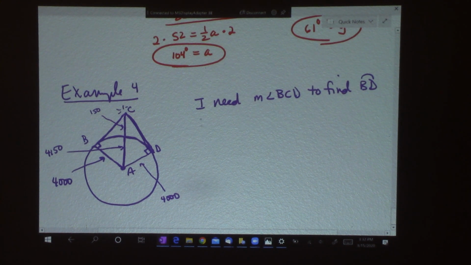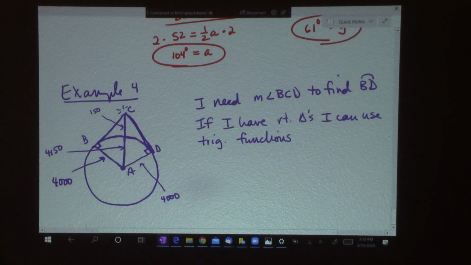So if I have right angles, I have right triangles, I can use trig functions to get angle measurements. Okay?